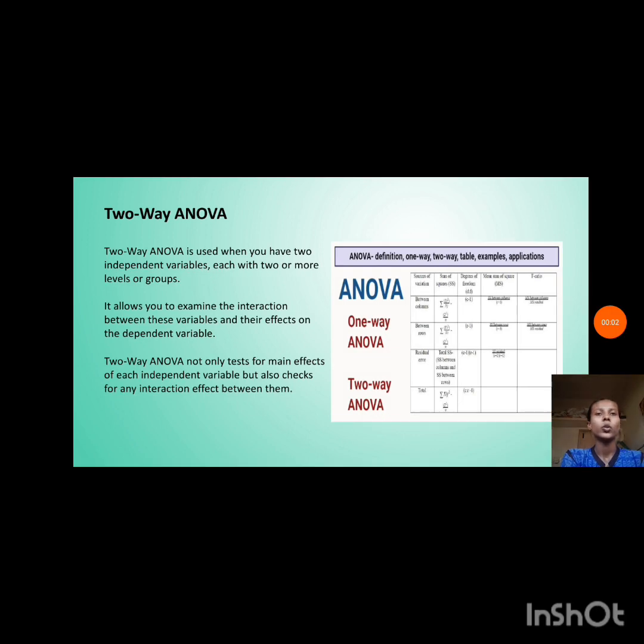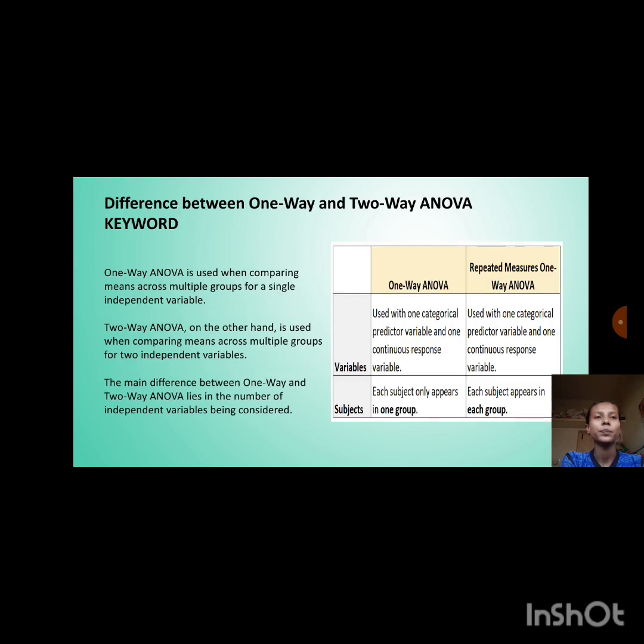Two-way ANOVA. Two-way ANOVA is used when you have two independent variables, each with two or more groups or levels. It allows you to examine the interaction between these variables and their effects on the dependent variable. Two-way ANOVA not only tests for main effects of each independent variable but also checks for any interaction effect between them.